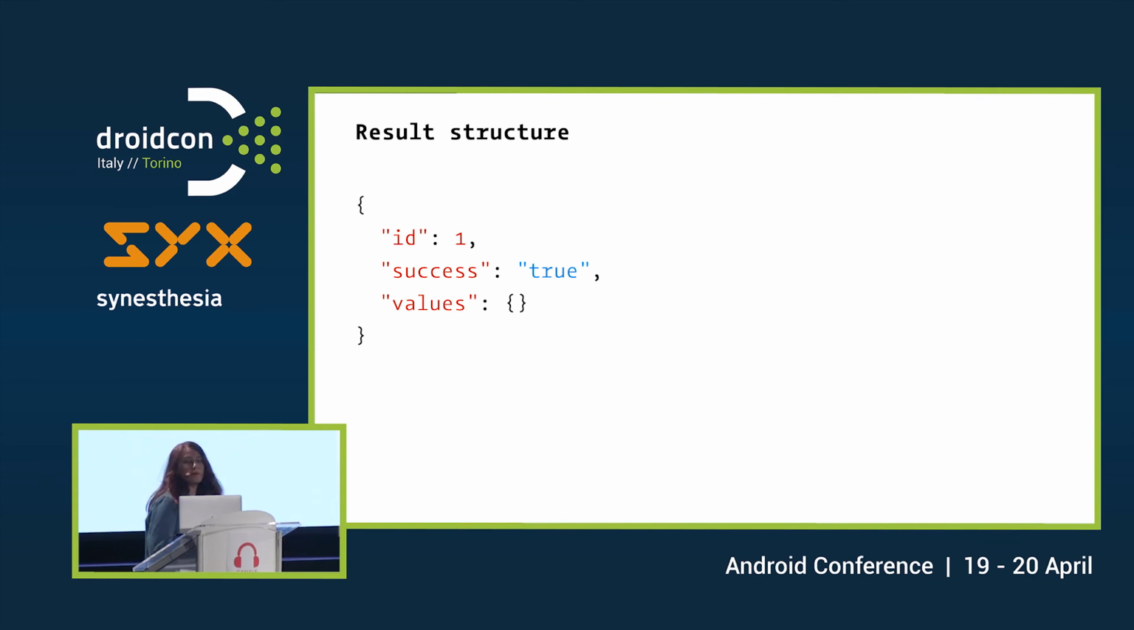The native app then processes the command and sends back a result to indicate that it was successful. In this case, there are no return values from the action, but if there were, they would go in the values map. This creates an interface for the web page and the native app to pass information back and forth that's relevant to the AR experience.